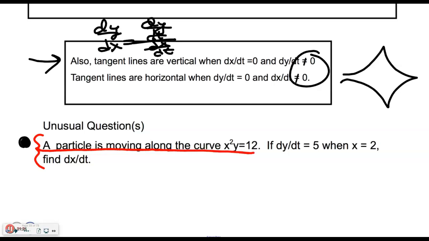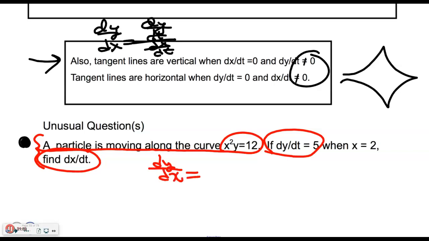It says a particle is moving along that curve. That's not parametric, right? That's our dy/dx, our y equals, our f of x equals, correct? That's y as a function of x. And then it says dy/dt is 5 when x is 2 and asks you to find dx/dt. You have a relationship with dy/dt and dx/dt. It's actually already on my board, right? You know that dy/dx is equal to what? Go ahead, tell me. dy/dt over dx/dt.